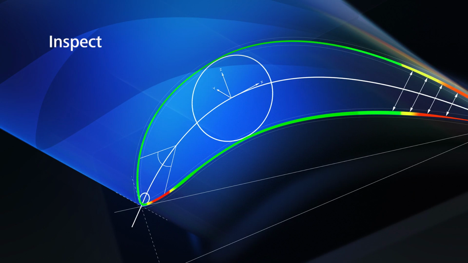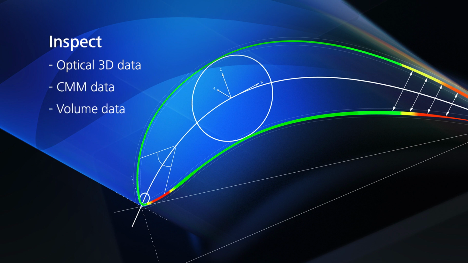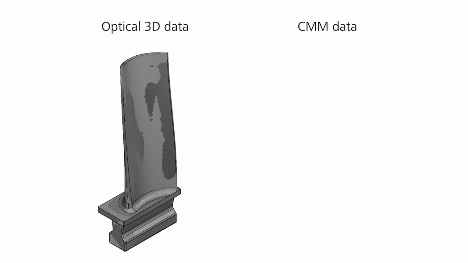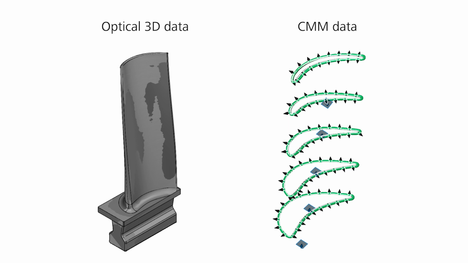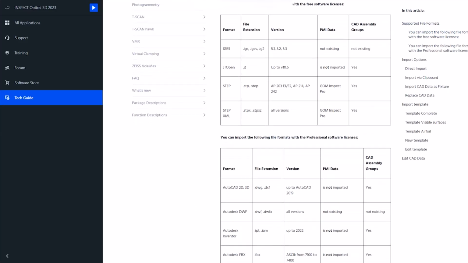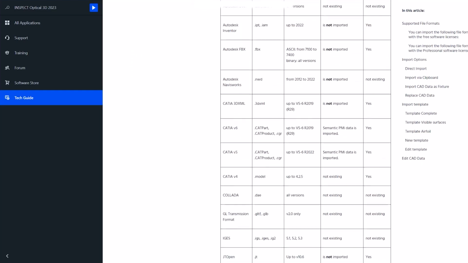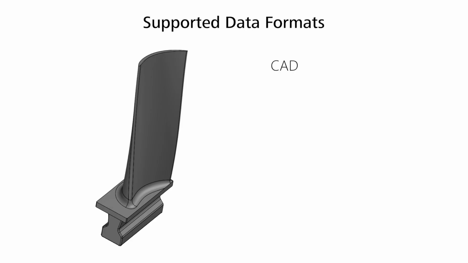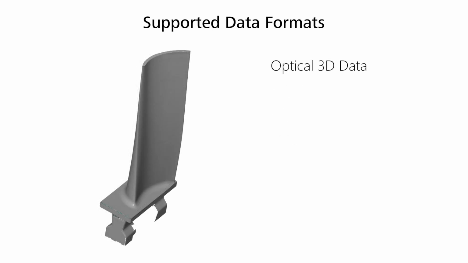With ZeissInspect Airfoil, you can inspect optical 3D, CMM, and even volume data. In this video, we'll cover 3D and CMM data. As you might expect, the software supports lots of different formats. For CAD data, for example, you can inspect IGS and STEP files. In case you're working with Zeiss Calypso, you can also import SAB files. For 3D measuring data, you can import STL and G3D files and many more.